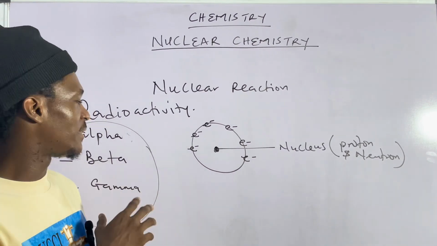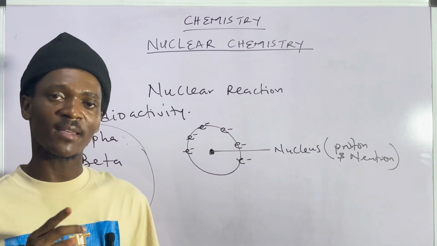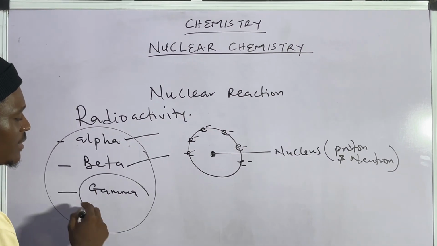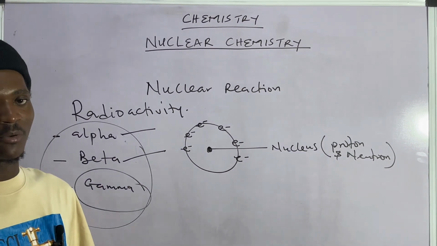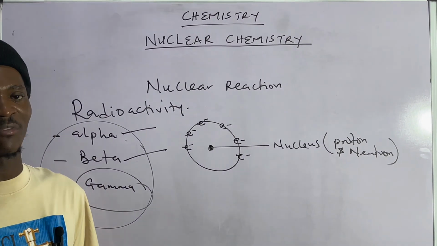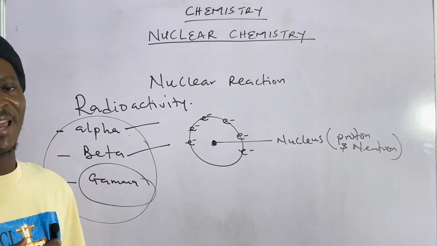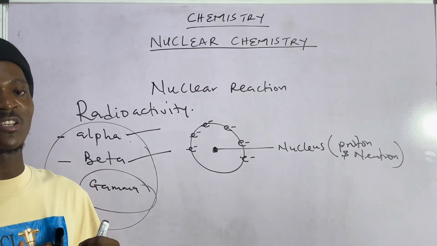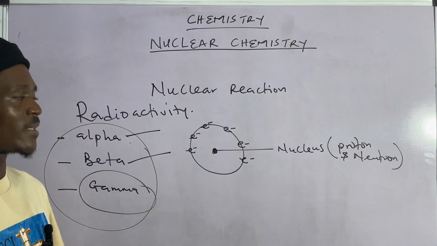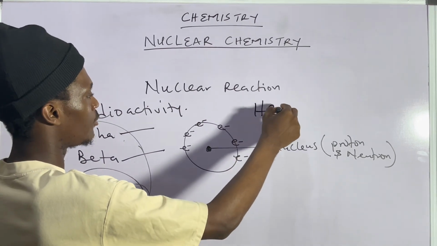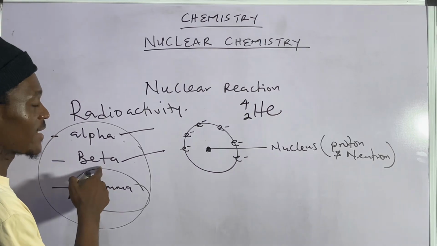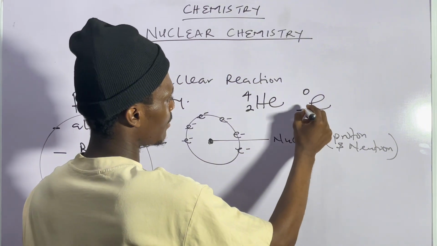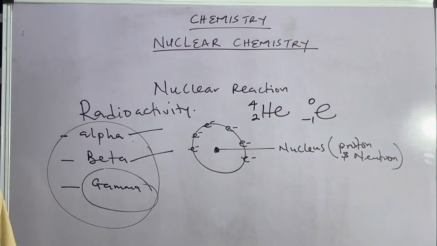Among the three radiations here, there are two that exist as particles. So you can call this alpha particle, beta particle, but you cannot call it gamma particle. Why? Because it remains radiation. It is an example of electromagnetic wave, so it does not emit particles. When alpha radiation is released, what is associated with it is the helium nucleus, which is 4 2. What is associated with the beta particle is the electron, which is 0 -1. While gamma is just an ordinary ray.